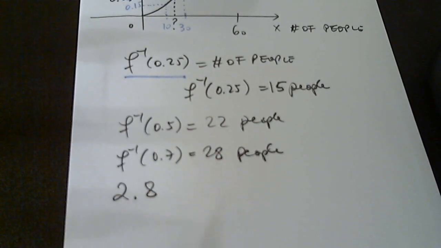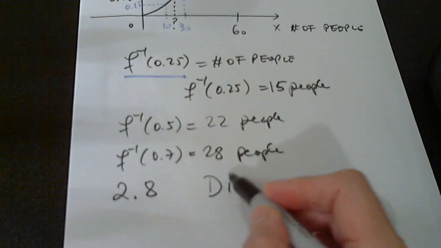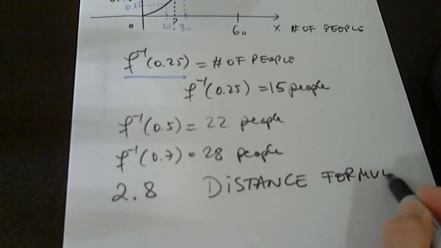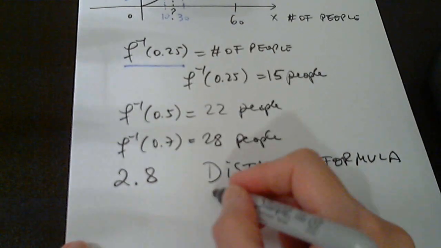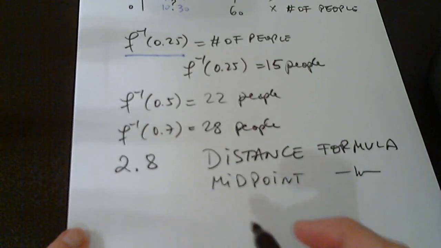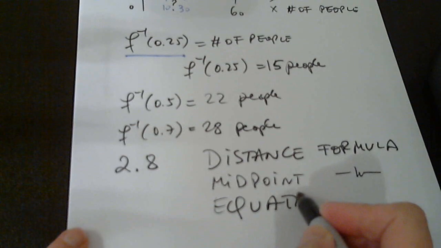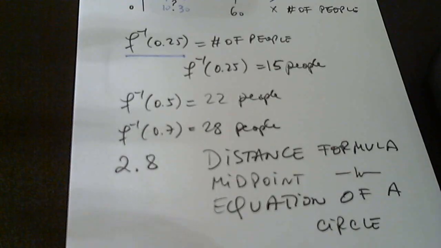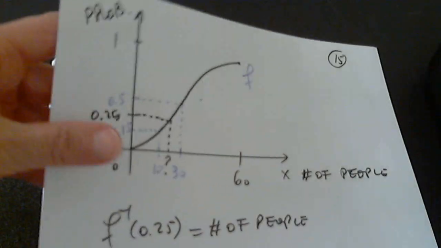So 2.8 is the last section of this chapter. It deals with 3 things: distance formula, midpoint formula, and the equation of a circle. Distance formula, midpoint formula, and the equation of a circle. Okay, so let's start with the distance.